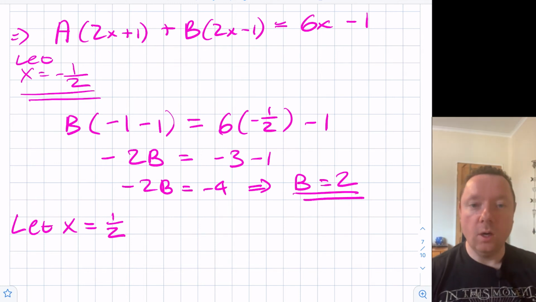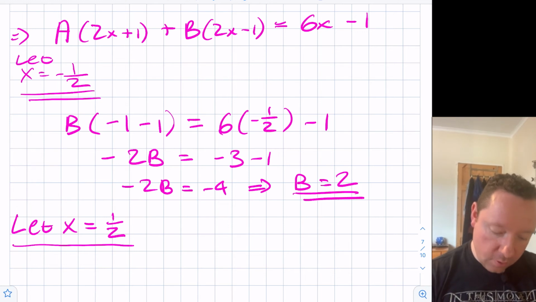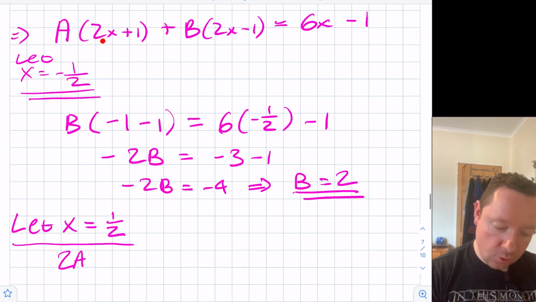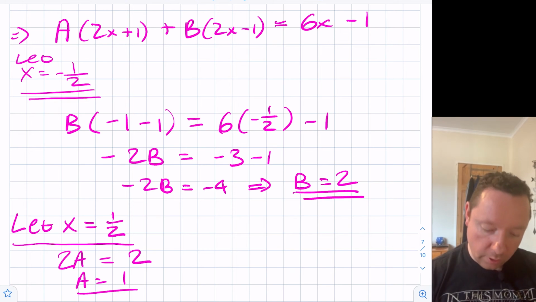You can always do this work if you have to at the side. So if x is a half, we get a, should be able to see that that's just 2a. 2 times a half is 1, plus 1 is 2. This disappears because you get 1 minus 1, which is 0. 6 times a half is 3. Take away 1, which is 2, which means that a must equal 1. And we're done. We've got our a and b.